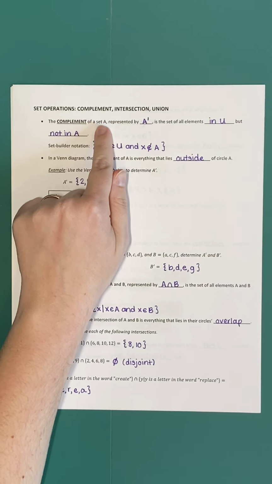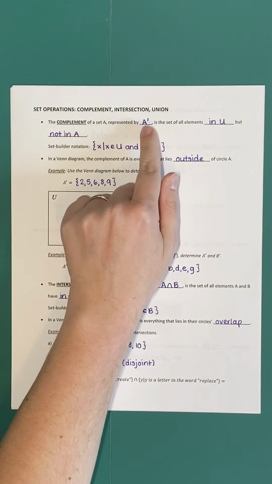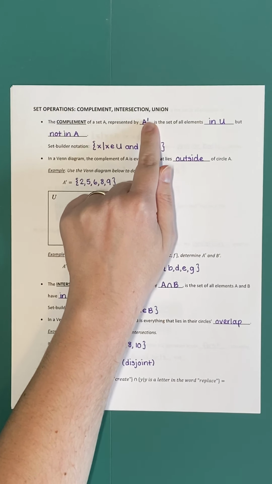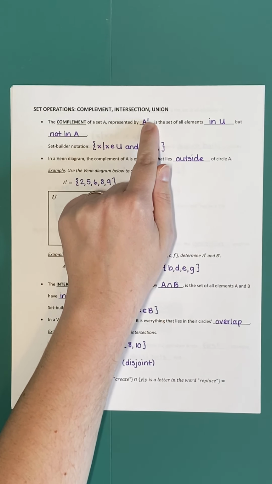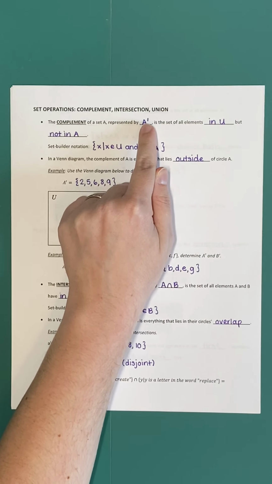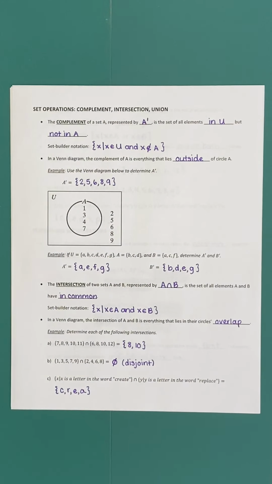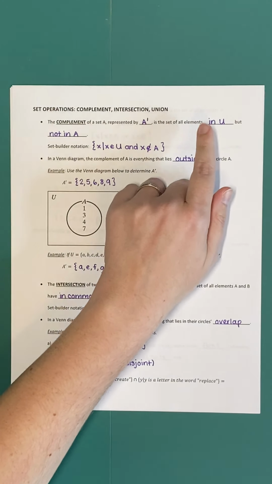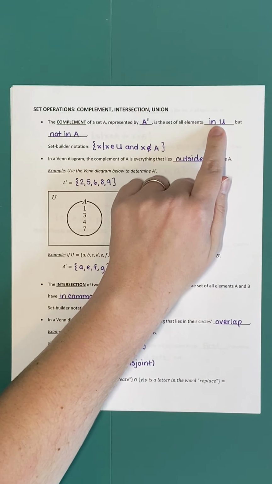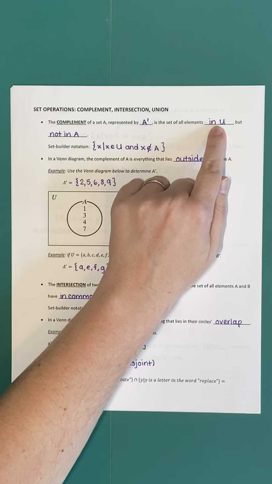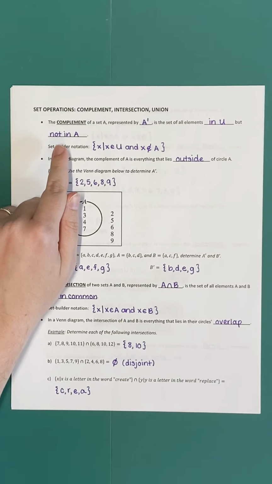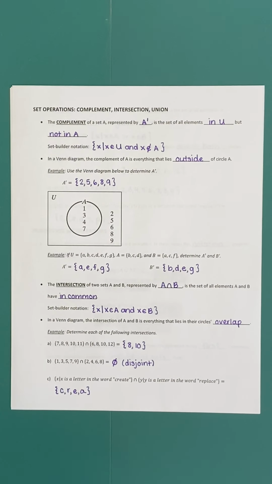The complement of the set A, our notation is going to be A with an apostrophe. We don't actually call this an apostrophe, we call it a prime. So this is the prime symbol. A prime, or we can say A complement. You can read that either way. A prime, A complement is defined as all the elements that are in U, in the universal set, but not in A.